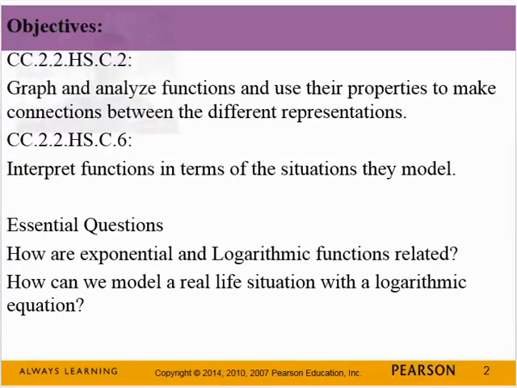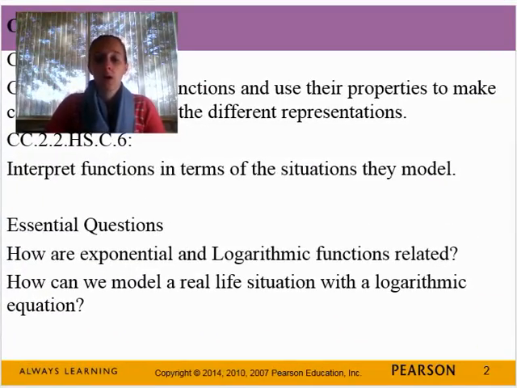Alright, welcome to 3.2 logarithmic functions. Our essential questions are: how are exponential and logarithmic functions related, and how can we model a real-life situation with this equation?